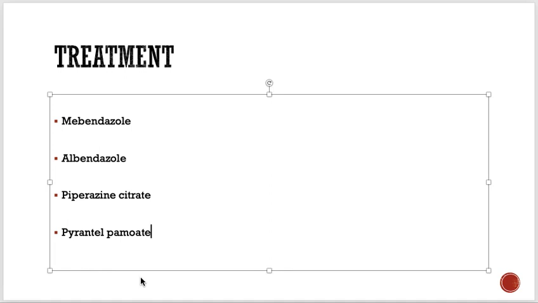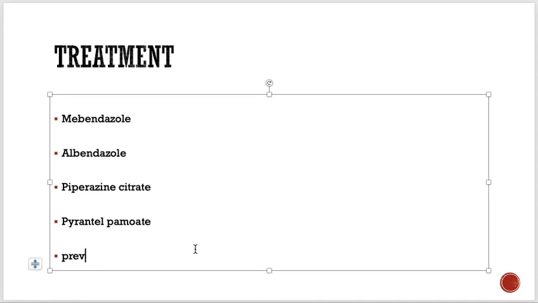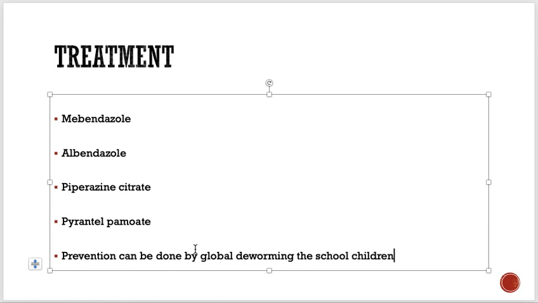Now, prevention of this condition can be done by global deworming of school children, of course, to kill all the worms they have. So this is all the things which we can do.